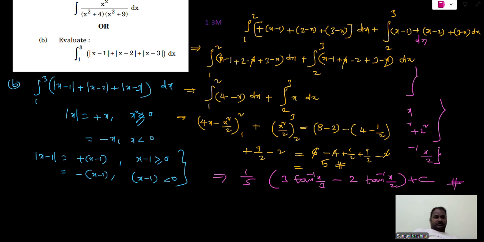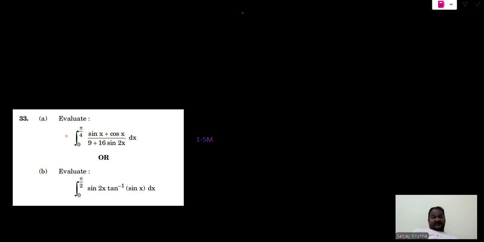Alright, so moving on to the next problem. So what is the next problem given here? This is a 5 marks problem. Integral 0 to pi by 4 of (sin x plus cos x) divided by (9 plus 16 sin 2x) into dx. This is one of the most important problems come across in almost every single board examination.